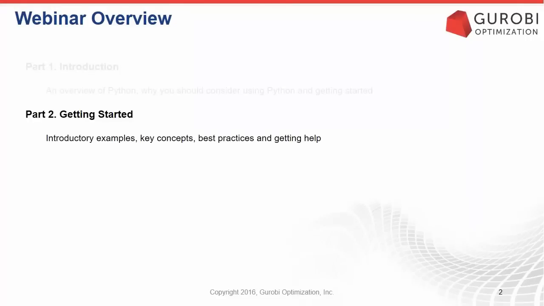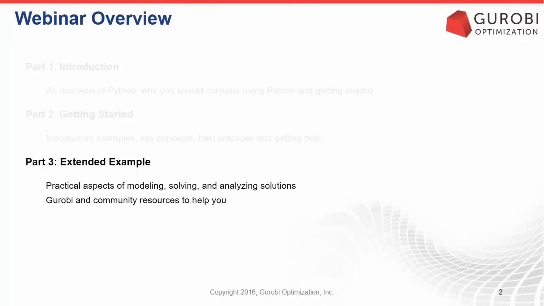The second part is dedicated to some introductory examples, so we present some key concepts, some best practices, so that you get a first idea of the whole concept and everything you need to know to get started and how to get help. The third part will be an extended example, so we will use all the information that we have from the second part and use it in a real-world application with the Python model.